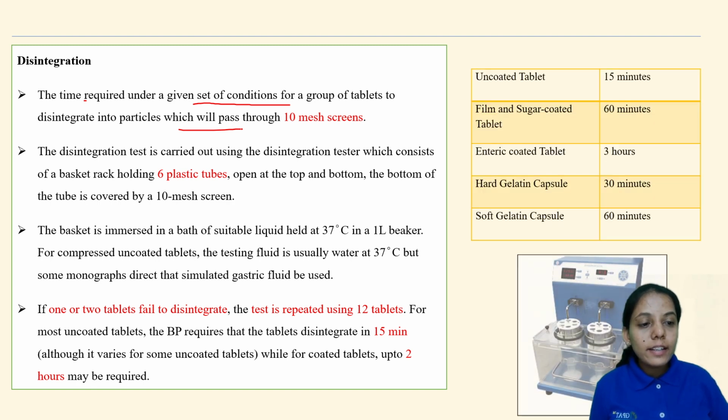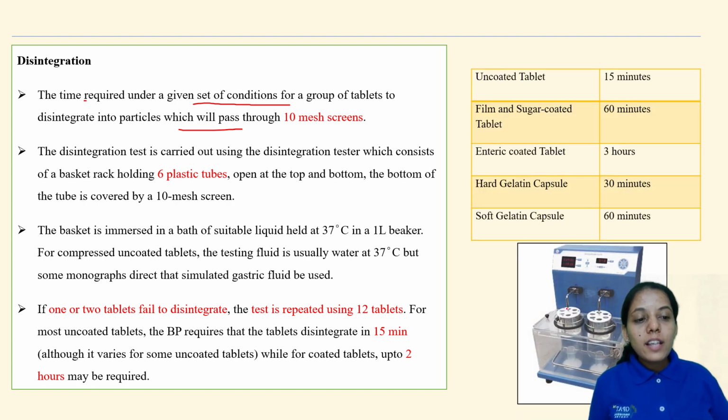So this is a disintegration apparatus. These are the 6 holes from where we will put the tablets. Here it will be the media, 1 liter, and at the bottom of the handle, the 10 mesh screen will be there. So the disintegrated particles will pass through that mesh.